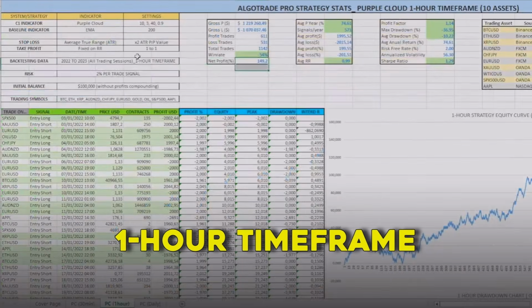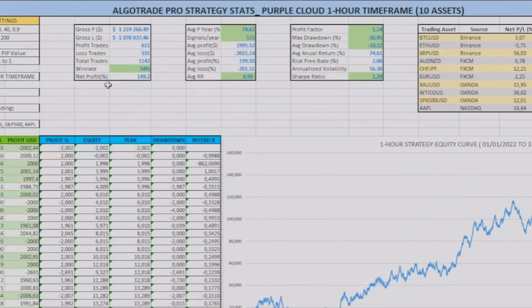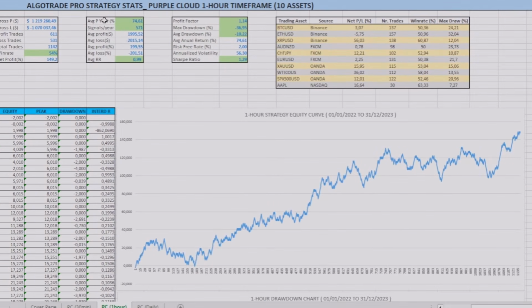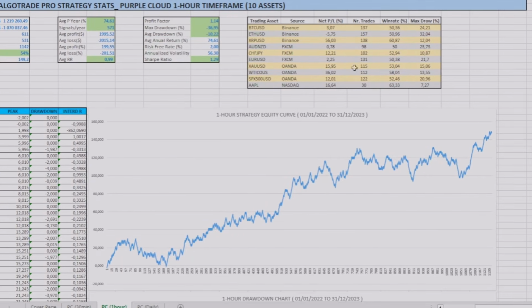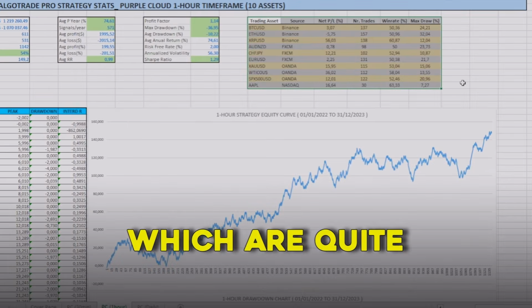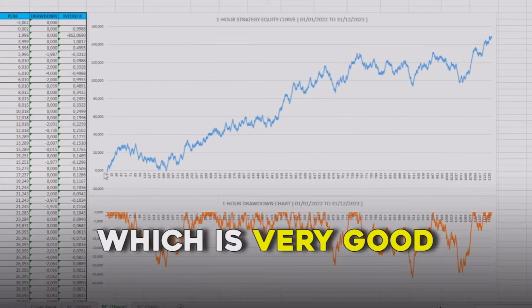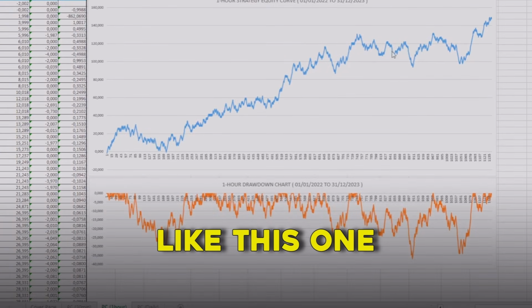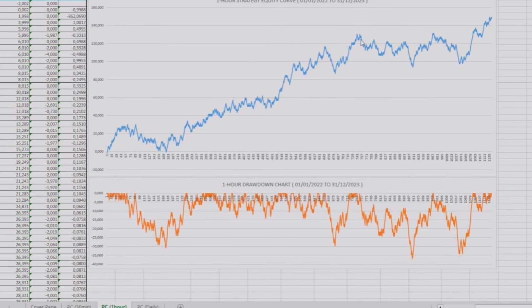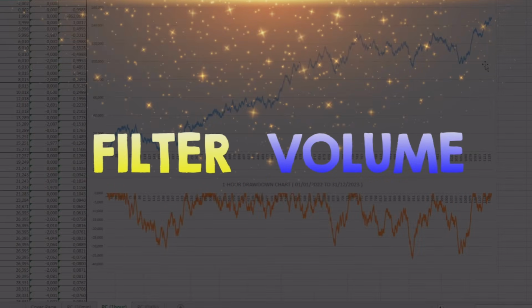Then, in the 1-hour time frame, things look even better. After more than 1,100 trades, the purple cloud achieved a win rate of about 54% and a total net profit close to 150%. Again, here you can find other metrics, including the drawdowns, which are much lower than the previous ones, and also the results from every asset, which are quite consistent. But the best thing to look at is the equity chart, which is very good for a simple strategy like this one. These little periods of drawdown can be easily fixed with a filter or a volume indicator.